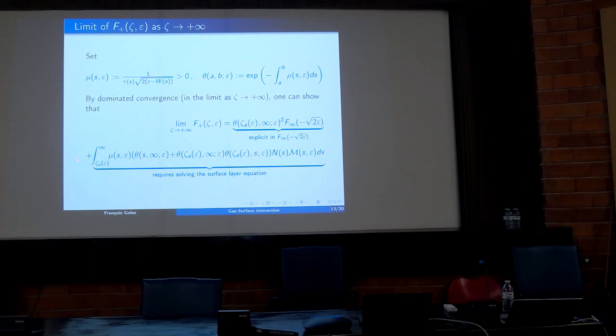And you have a part of this limit, which is the thing that enters the bulk of the gas, which instead requires solving the surface layer equation because it depends on this n of s, which is the macroscopic density in the half space, I mean in the surface layer. Okay, so to repeat, this piece is explicit. This one is not. This one requires solving the problem.